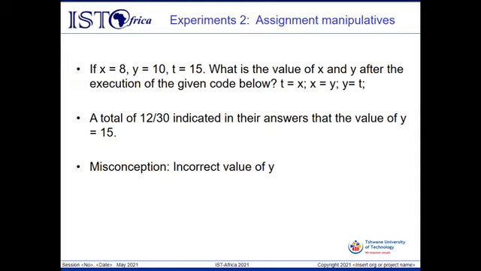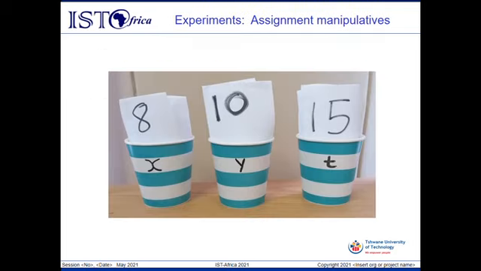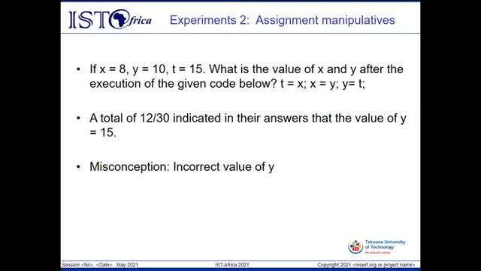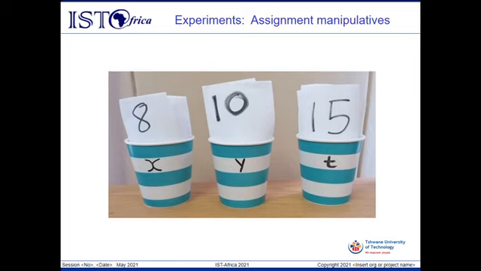The misconception here is the incorrect value of Y, because as you check there, the first line will be T is equal to X, meaning that the value of T changes right at the beginning. So later, when Y is equal to T happens, the value of T already changed. So again, we made use of cups. So that process of T is equal to X, X is equal to Y, Y is equal to T, we demonstrated it with these cups.